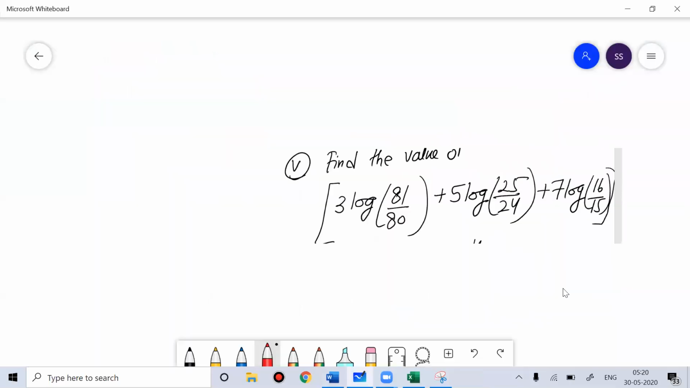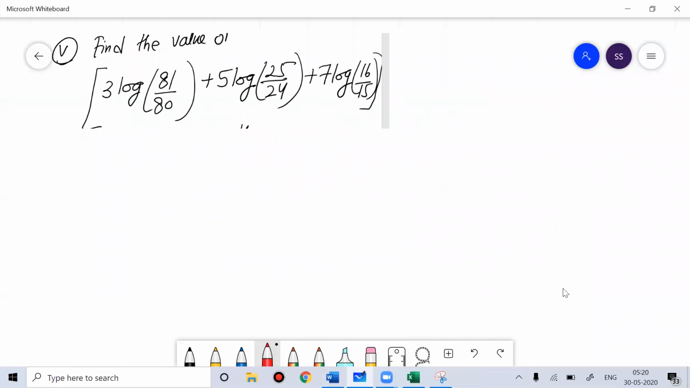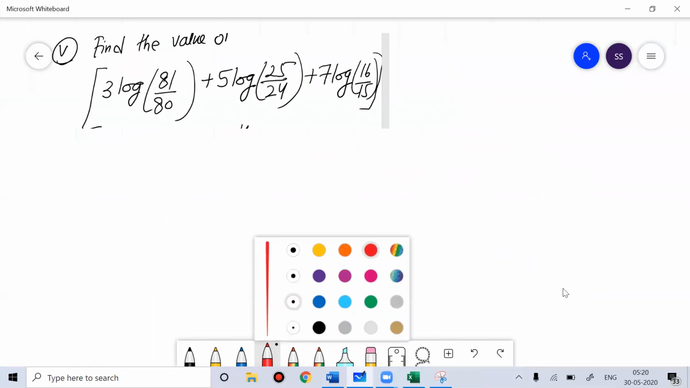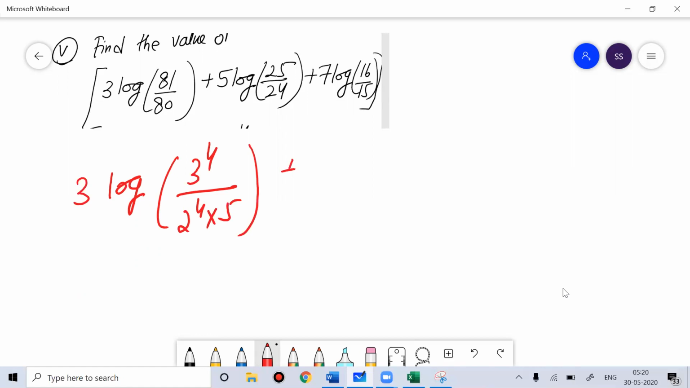Suppose you want to solve this question. Very simple. You just need to express this number 3. This is 3, then log 81. 81 is nothing but 3 to the power 4. 80 is 16 5s, that is 2 to the power 4 into 5, plus 5 log 25.